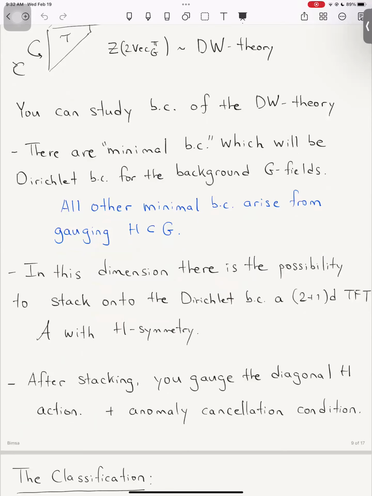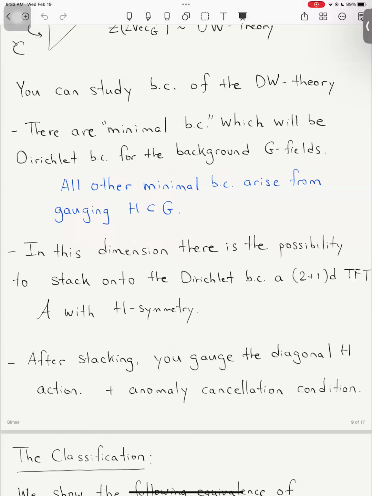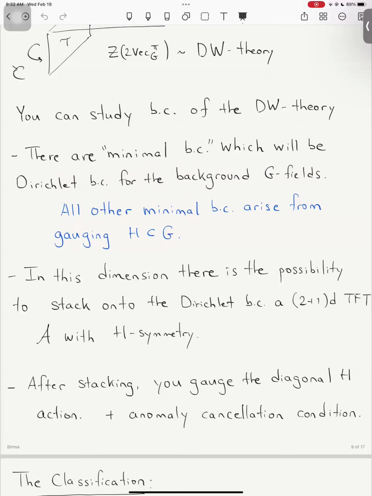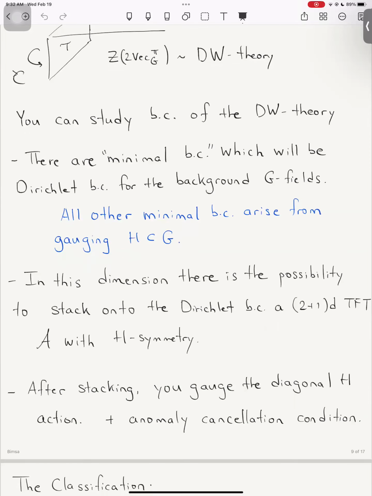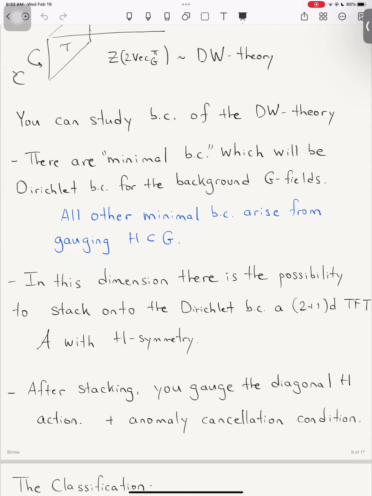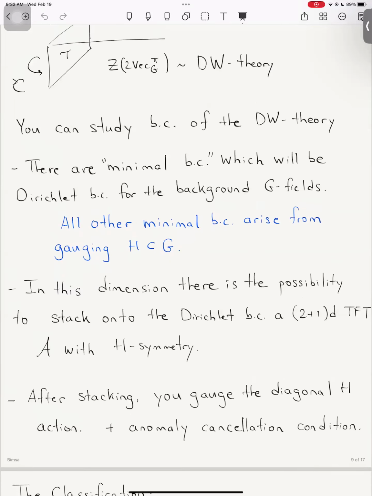And to actually make this whole procedure cohesive, after you stack by this extra A symmetry, you now gauge the diagonal H action. And so there's going to be some anomaly cancellation that you have to actually enforce in order for this gauging to work. And that's the anomaly cancellation that's going to go into the classification data. So this is the physical picture that you should have in mind as I'm about to get into the classification.